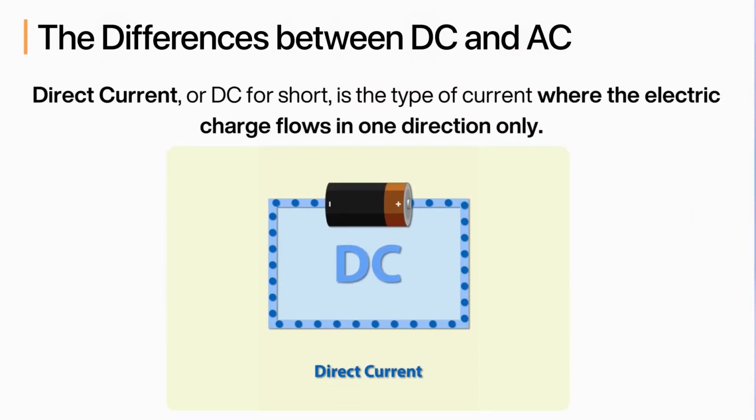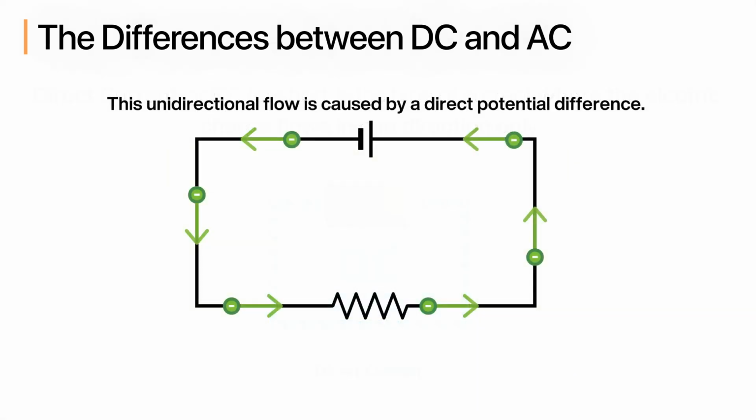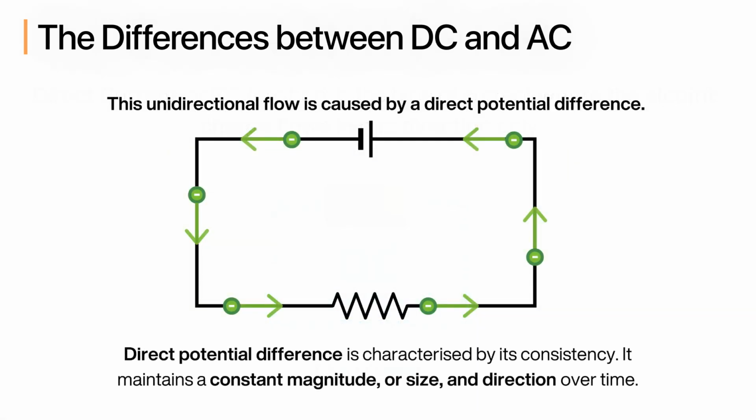Let's start with direct current, or DC for short. DC is the type of current where the electric charge flows in one direction only. This unidirectional flow is caused by a direct potential difference. Direct potential difference is characterized by its consistency. It maintains a constant magnitude or size and direction over time.